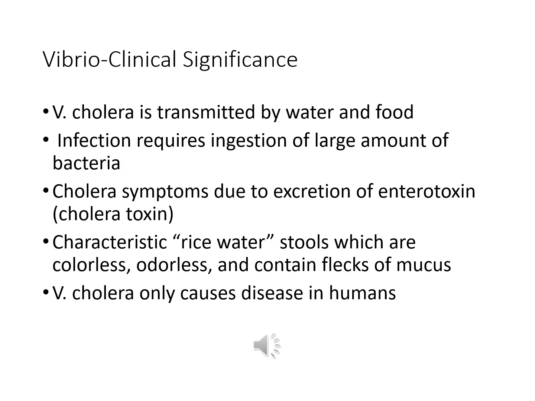So for the clinical significance, there is Vibrio cholerae, which is transmitted by water and food, and we see this more in areas that don't really have appropriate water supply or sanitation. Requirements of the infection typically does require ingestion of a large amount of the organism. Cholera symptoms are due to excretion of the enterotoxin, also known as the cholera toxin. Patients present with rice water stools, which are colorless, odorless, and contain flecks of mucus. Vibrio cholerae only causes disease in humans.